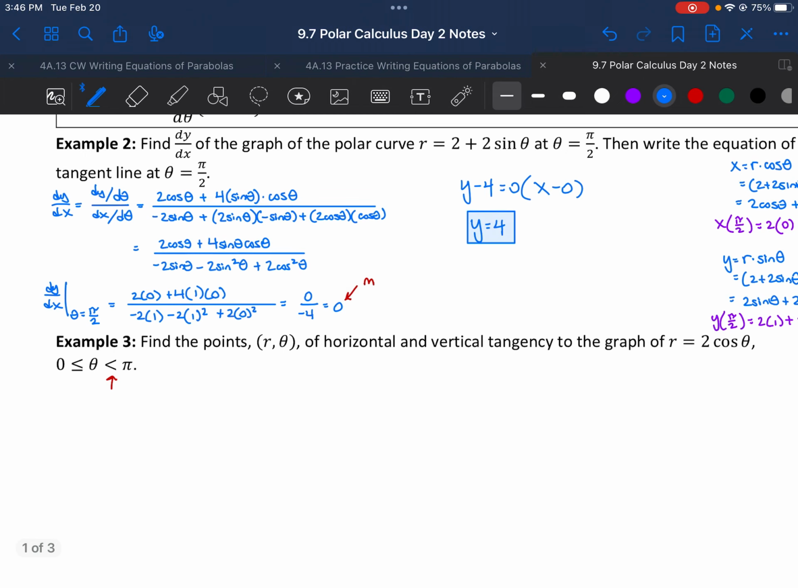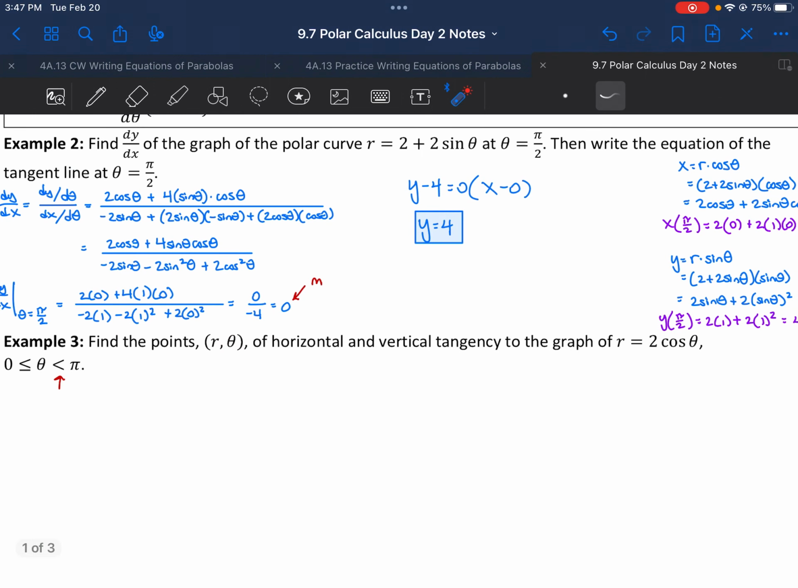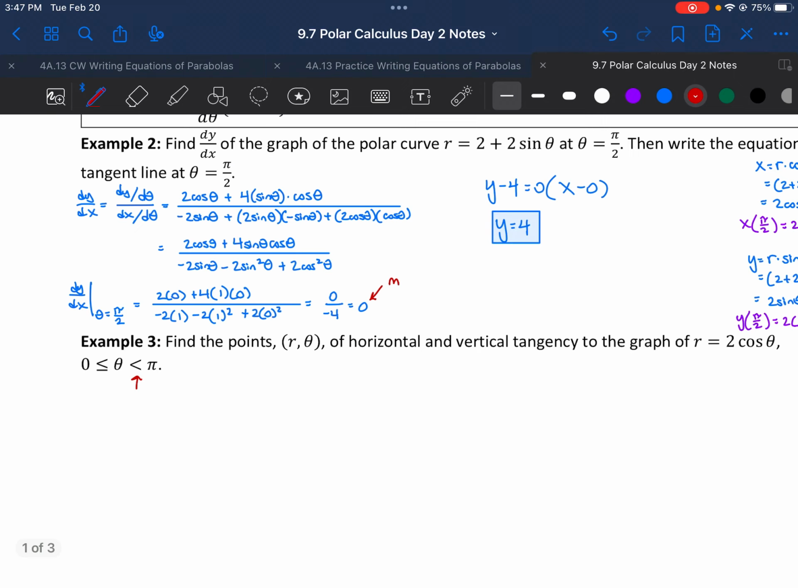Here's what I'm going to do. Instead of finding the points r comma theta, I'm going to go ahead and find the thetas, and you could find the r's by plugging theta back in and solving for r. Okay, so I'm going to find the thetas.